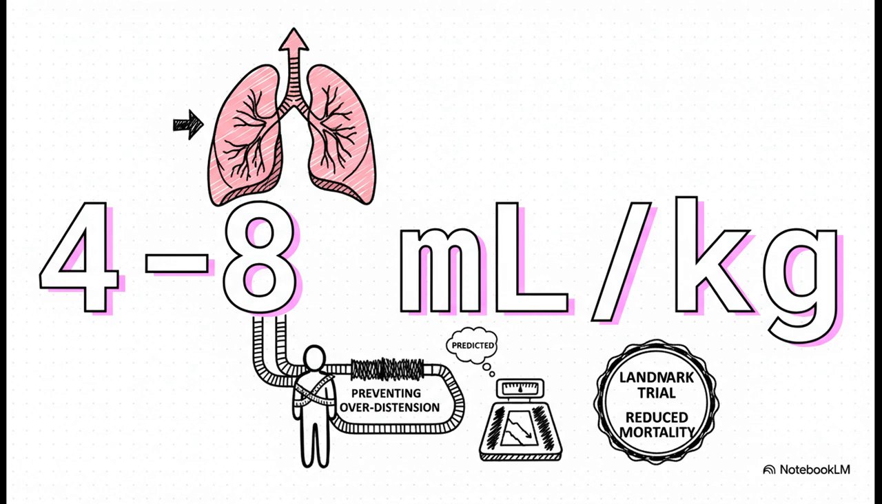And here's the crucial part. It's based on the patient's predicted body weight, not their actual weight. Why? Because your lung size is based on how tall you are, not how much you weigh. This strategy, which was proven in the big ARDSnet trial, is one of the few things we do that we know for sure reduces mortality, just by stopping us from overstretching and injuring the lung.